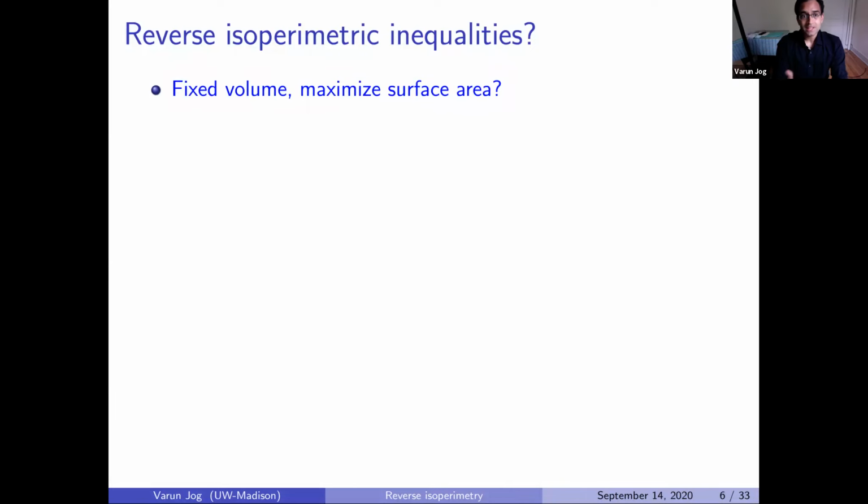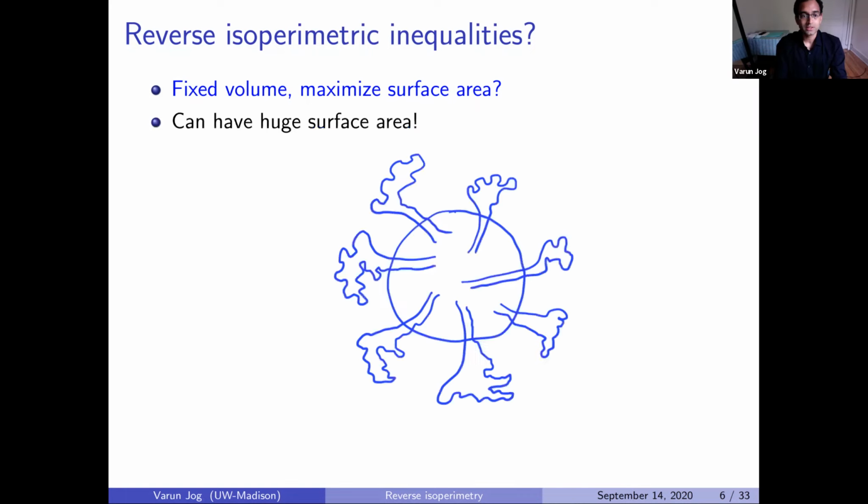So this seems like the naive way one would rephrase a reverse isoperimetric question. But you can see after a bit of reflection that this doesn't always make sense, because you can have really weird shapes that have massive surface areas for no volume, right? So you can have this coronavirus-shaped object, which can have a fractal-like structure essentially, and it can have a huge surface area for the same volume.